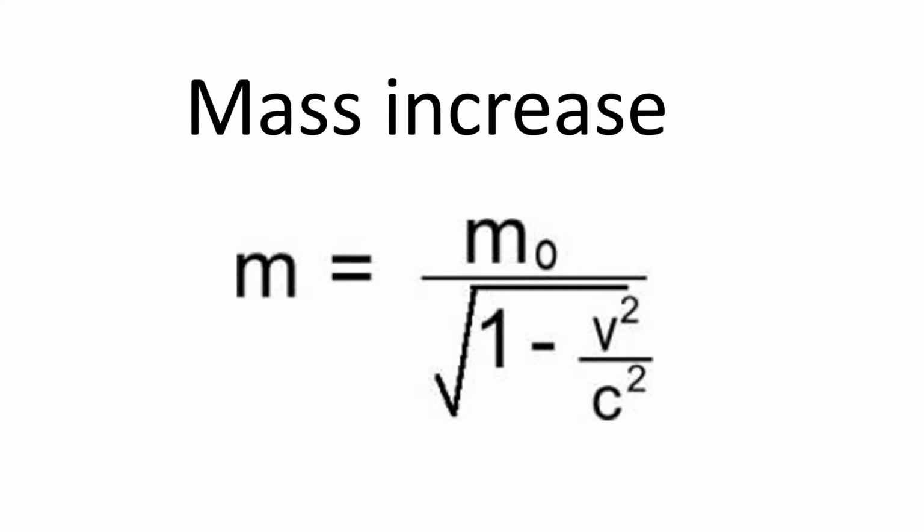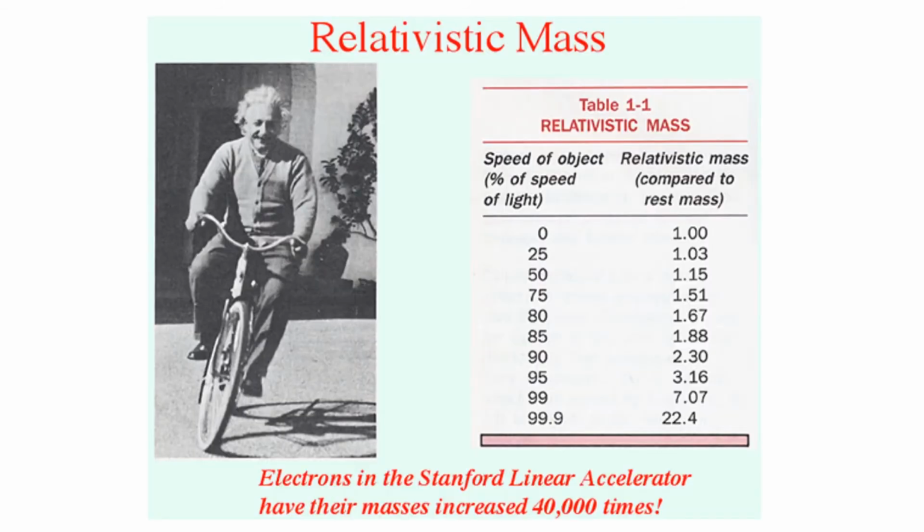Mass is also affected. Things get more massive, and that can also be calculated. Here's a table showing how mass increases. You can see the right column over here is a percentage of the speed of light, and this is your multiple of how much your mass would increase. Notice by the time you get to 99.99% the speed of light, your mass is increased by 22.4 times. Imagine. We actually do such things in particle accelerators, and we'll get to that on another day.